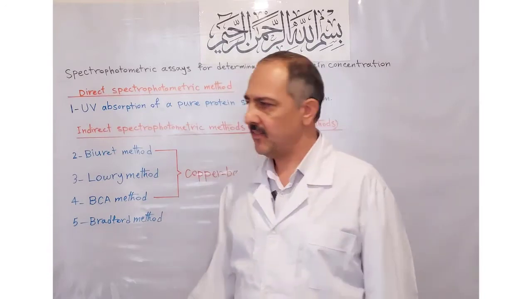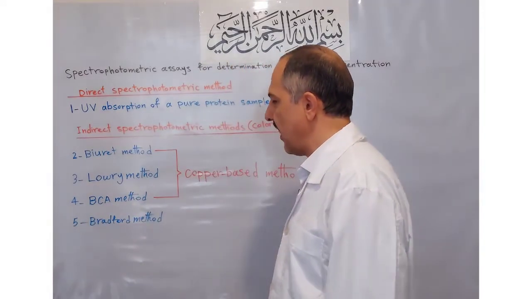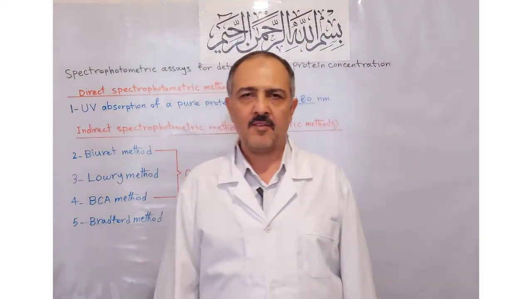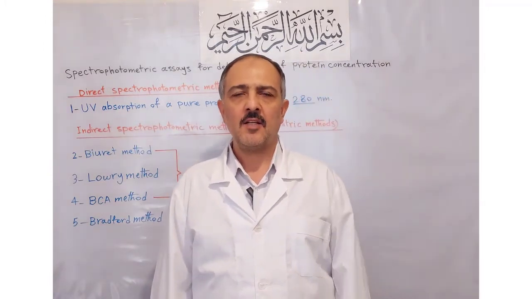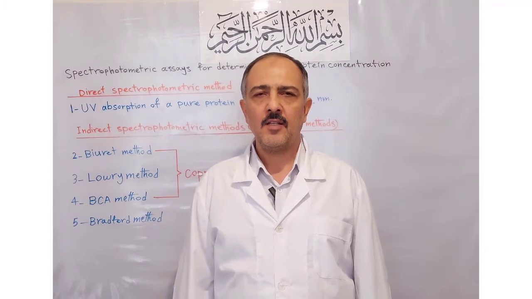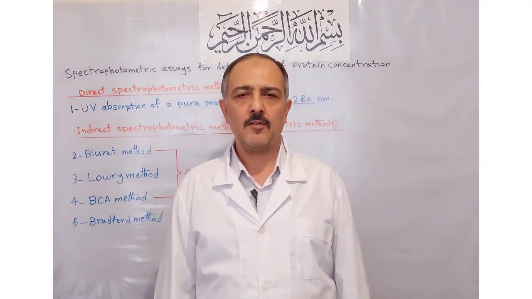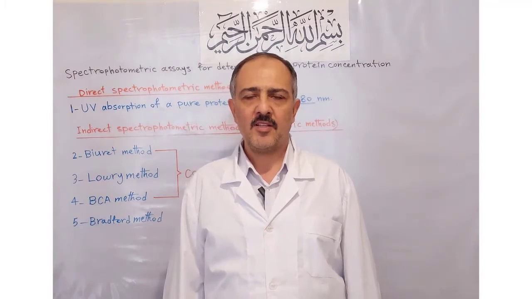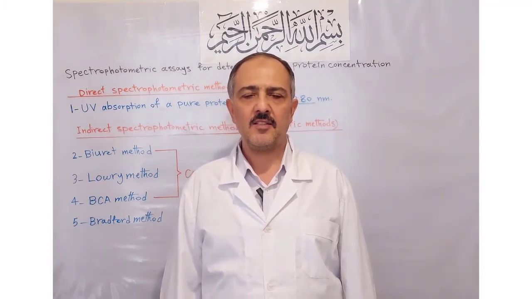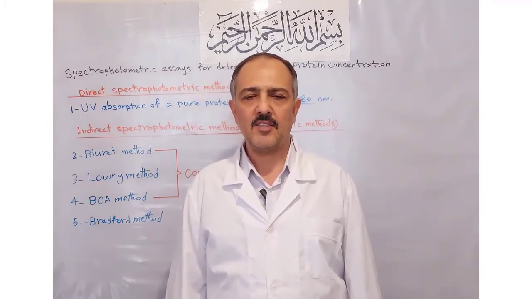The next method is the BCA or bicinchoninic acid method. This method was introduced by Paul K. Smith and his colleagues in 1985. It is a modification of the Lowry method. The mechanism of color formation with proteins for the BCA reagent is similar to that of the Lowry reagent, but with several significant differences.